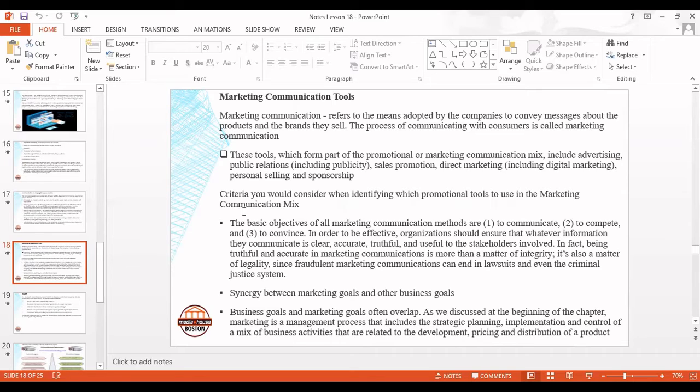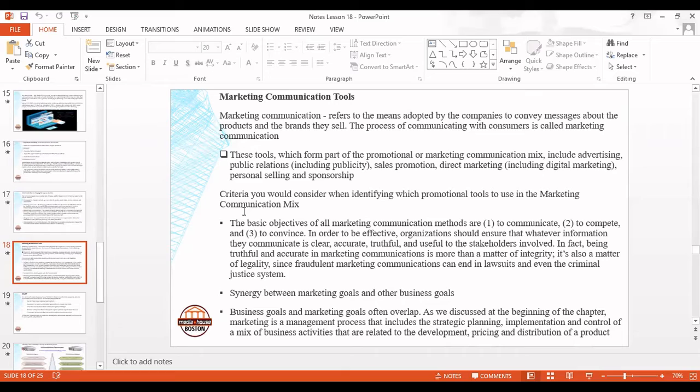Thank you. So now, the most important thing in marketing communication is, what are the objectives of marketing communication methods? The objectives are, number one is to communicate. If you look at the marketing communication mix that we have, advertising, PR, sales promotion, all these things are meant to communicate, isn't it? What is it that you have to communicate? Whatever you are selling or offering. You might be selling an iPhone, you might be offering a service. So marketing communication tools are meant to communicate.